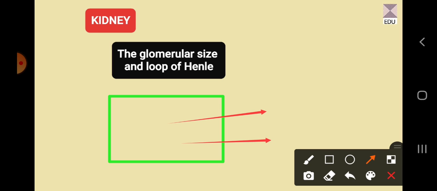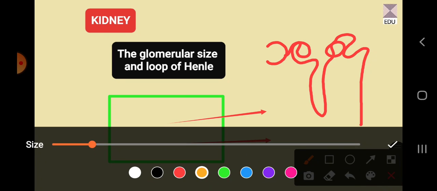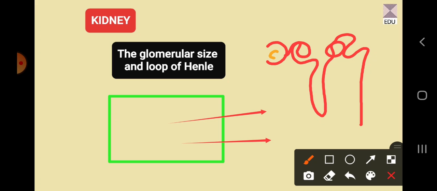For making more urine, more filtrate is required by the kidney. That simply means that if you have a kidney, suppose you have a nephron in that kidney. I'm just making a nephron. This is the loop of Henle, and this will be the DCT and PCT. This is the collecting tubule. And here I am just drawing one glomerulus, which is present over here.